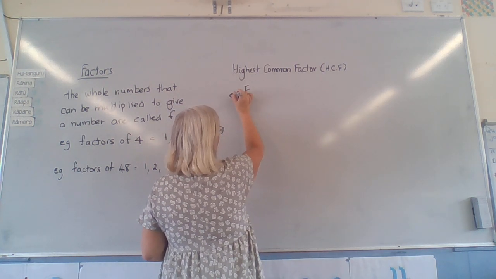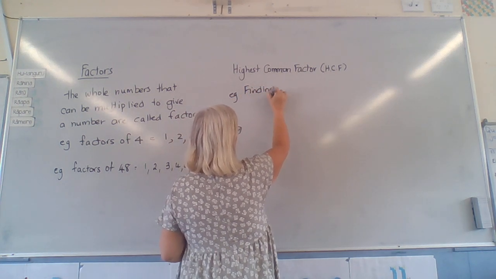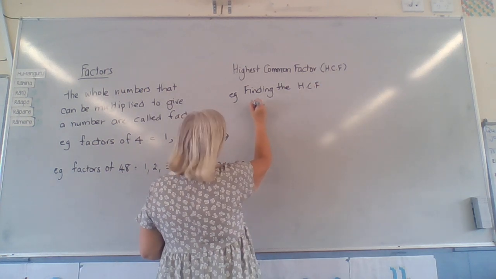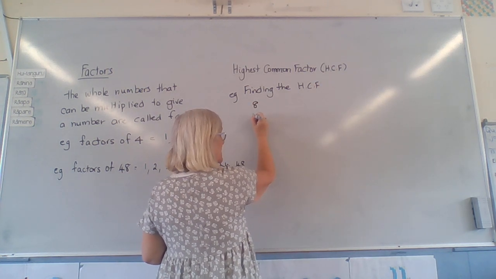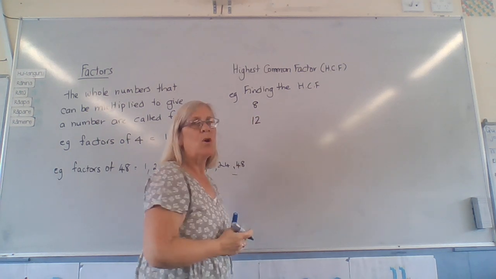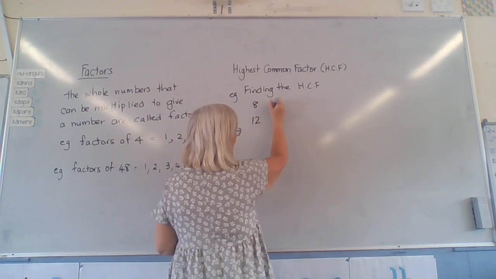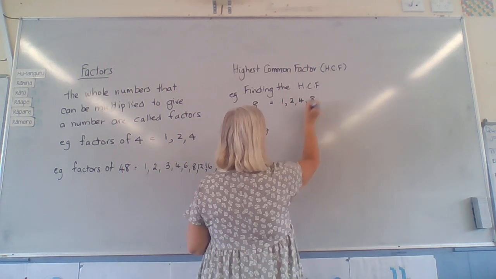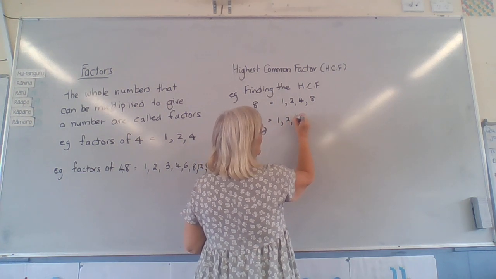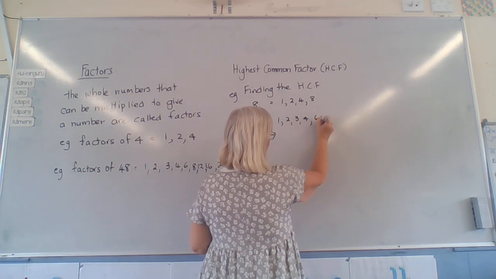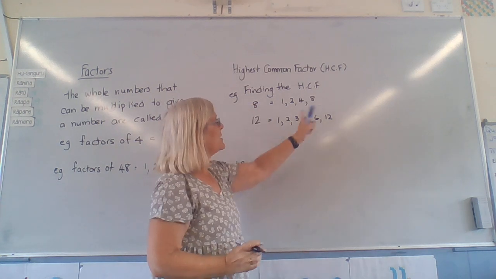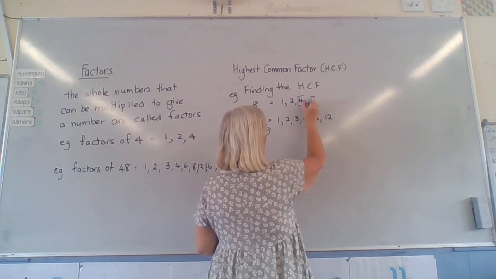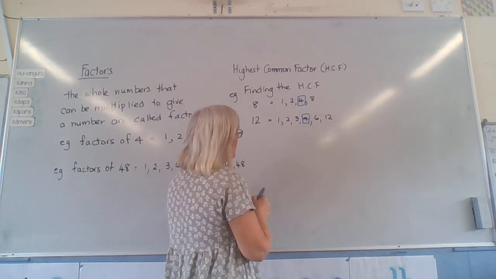So if we were finding the HCF of 8 and 12, all right? What we would do is write down the common factors to find them. So 1, 2, not 3, 4, and 8. 1, 2, 3, 4, 6, and 12. Right? So what is the largest number in both of these? Esther? 4. So 4 is our highest common factor of these two numbers.